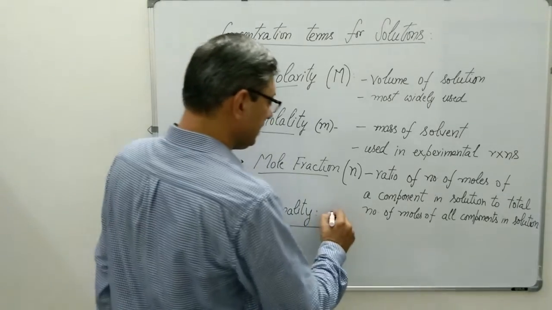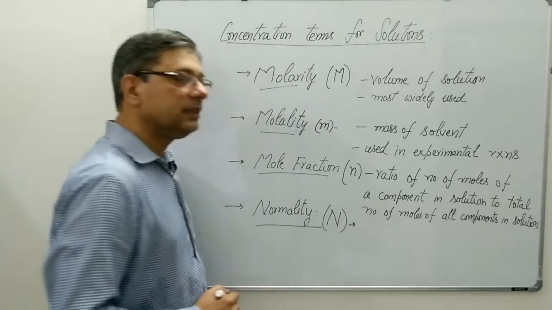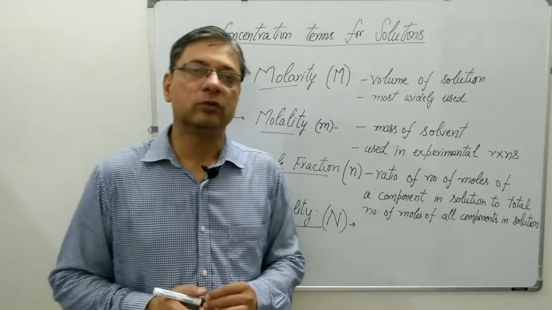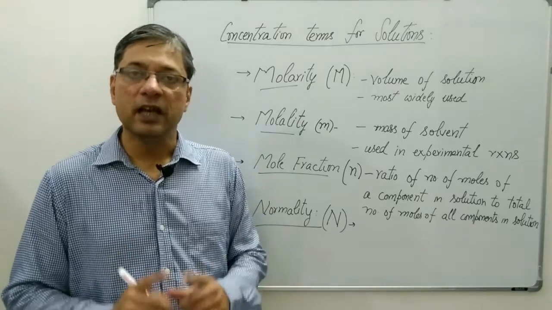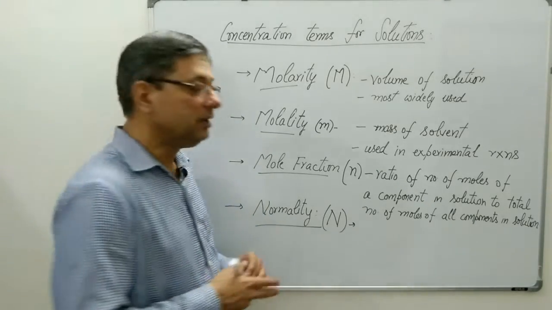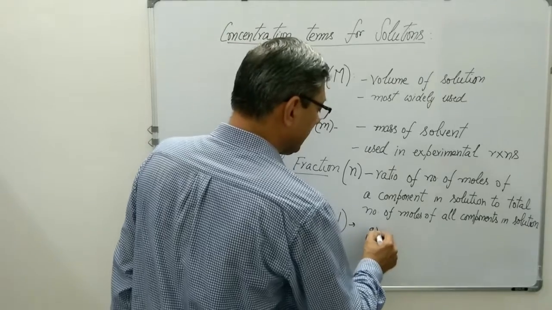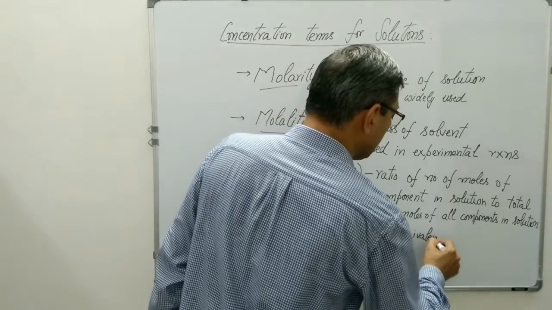Next is normality. It is denoted by a capital N. Normality takes into account the reactivity capacity of molecules present in the solution. It is determined on the basis of gram equivalents. Now, what are gram equivalents?